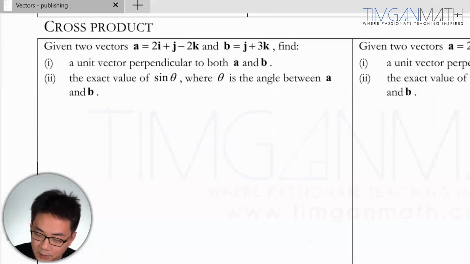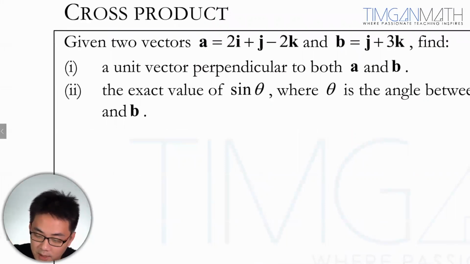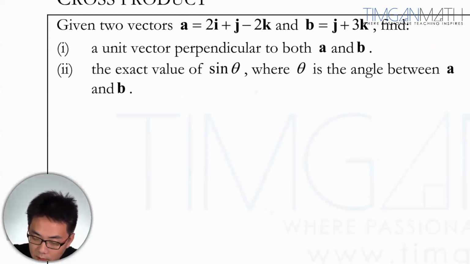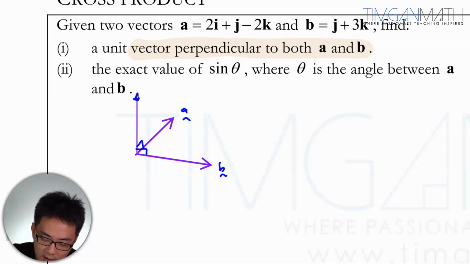So for this part, what you need to do is find a unit vector perpendicular to both A and B. So now you need to know how to do cross product. Perpendicular to A and B just means that if you have A here and B here, a vector which is perpendicular to both would be the vector pointing upwards. So say this is A and B, it will be this vector here.